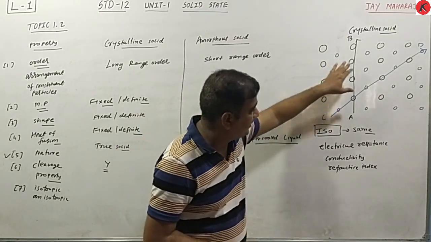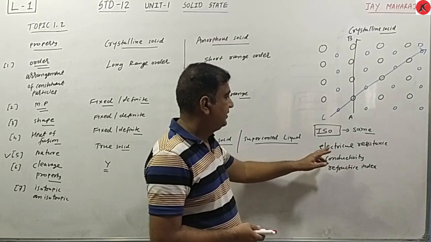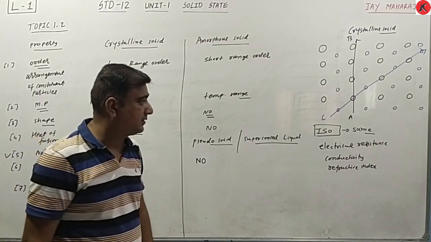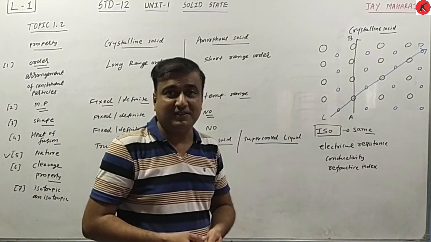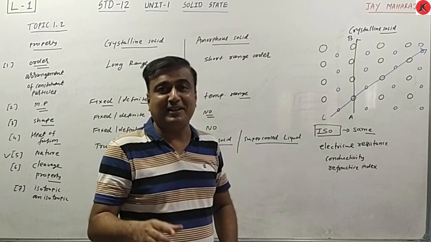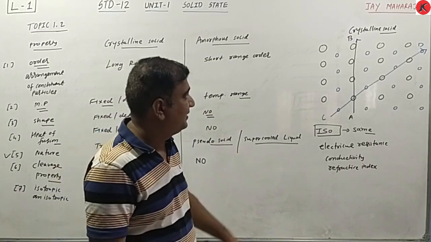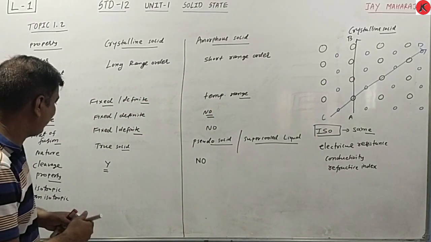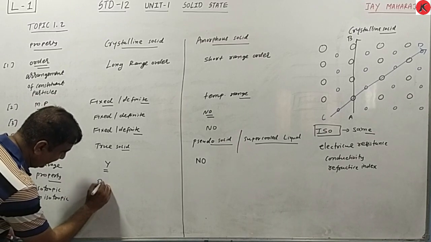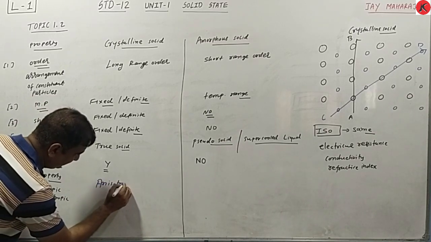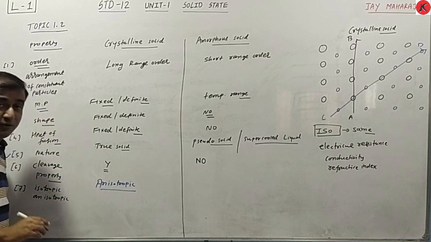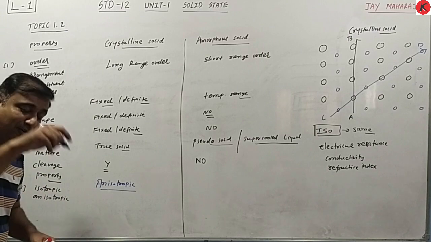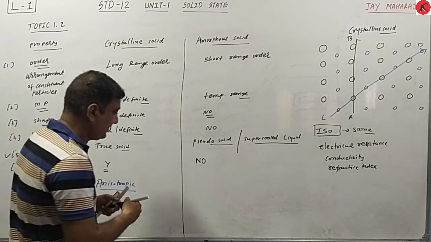That means in crystalline solid, physical properties like electrical resistance, conductivity, refractive index are not the same. Reason? In different directions, the arrangement of particles is different. That means we can say crystalline solid possesses anisotropic nature. So remember, anisotropic nature, while amorphous solid possesses isotropic nature.